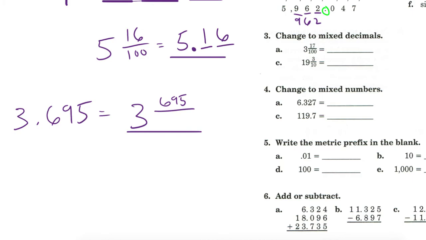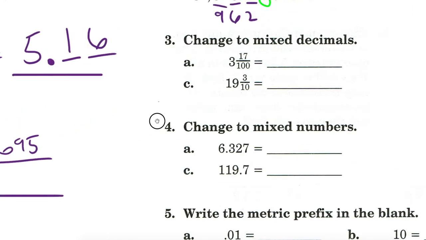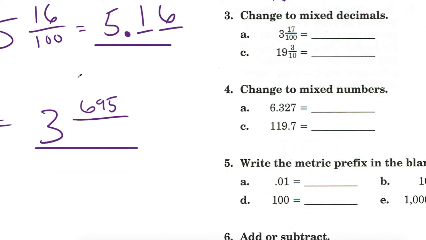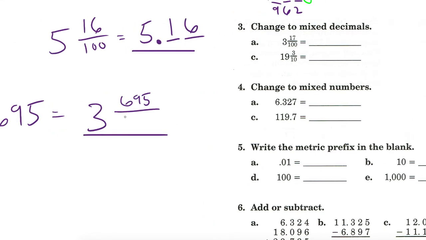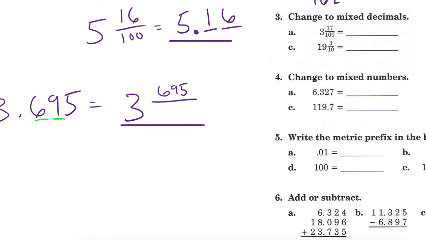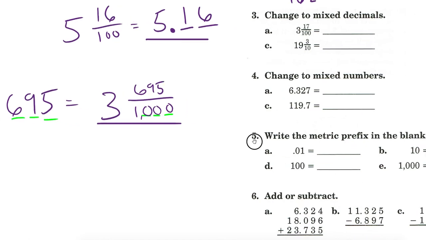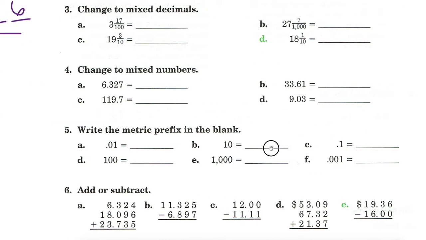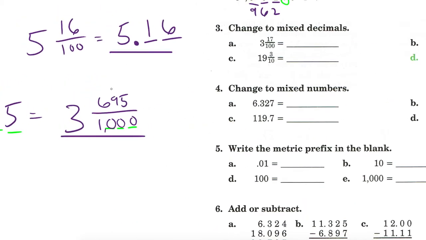So I have 1, 2, 3. So that tells me how many zeros I need to put in the denominator. So fill that with zeros. Added 1 in the beginning. So 3 and 695 thousandths. Okay, it's hard to say. So that will be your mixed number.